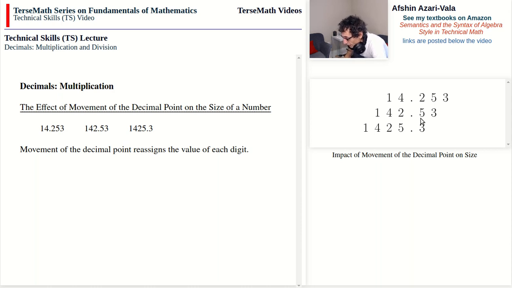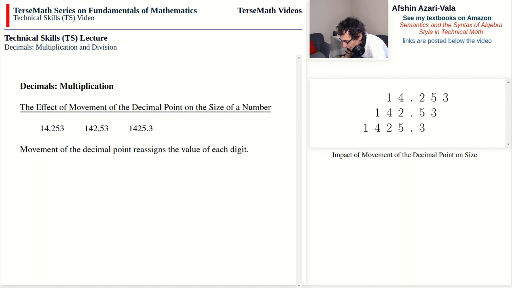And same for 3. So because the value of each digit becomes 10 times larger, by the distributive property we can conclude that the sum total becomes 10 times larger. So 142.53 is 10 times larger than 14.253, and 1425.3 is 10 times larger than 142.53. This means that 1425.3 is 100 times larger than 14.253, because we get 10 times 10, which is 100, not 10 plus 10. Each time you move the decimal point, you make the value 10 times larger.